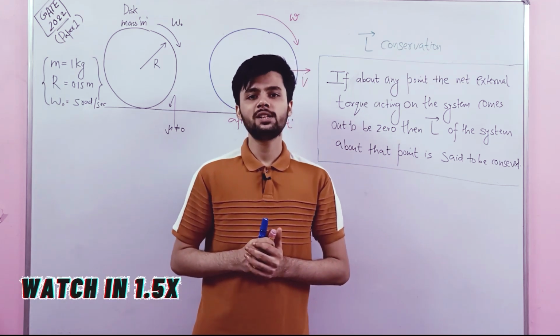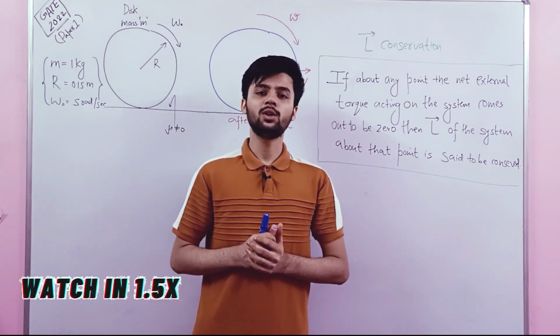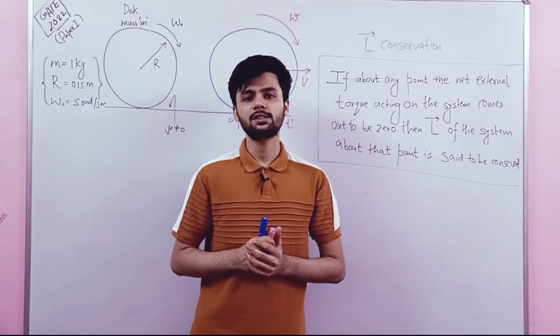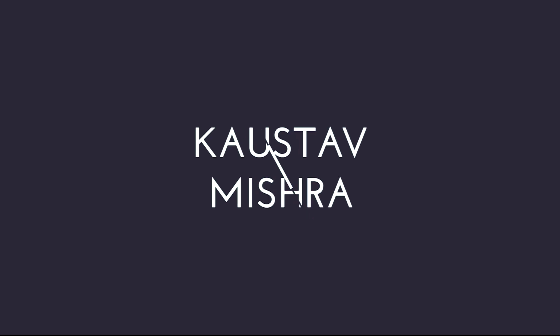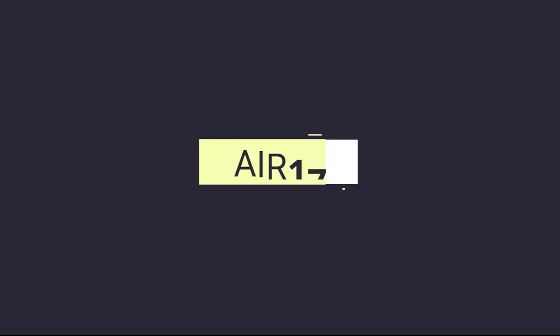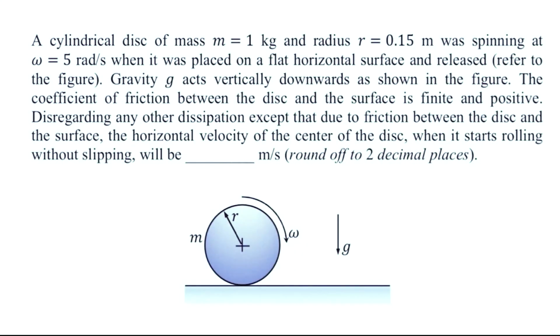Hello everyone. In this video we are going to discuss a very good mechanics problem that was asked in GATE 2022. As you can see on the screen, we are given a question. In this question we are given a disk. The disk is given an initial angular velocity omega naught and has been kept gently on a rough floor. We have been asked to calculate the linear velocity of the center of mass of the disk when the disk will start to pure roll.